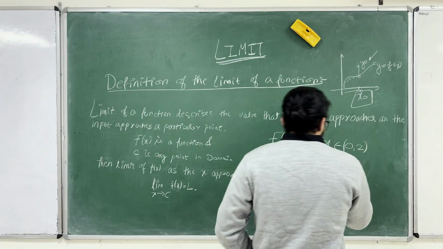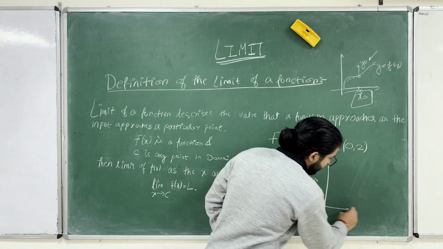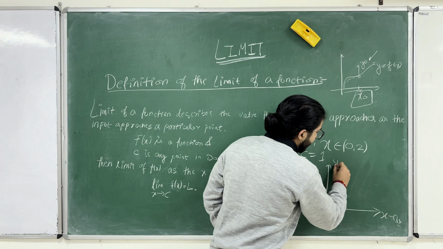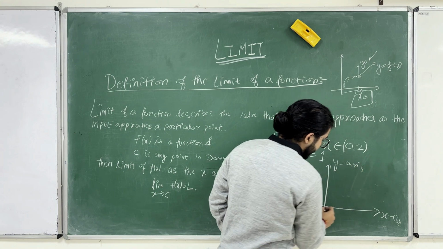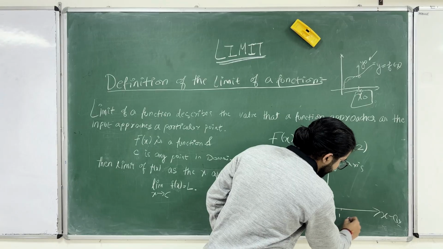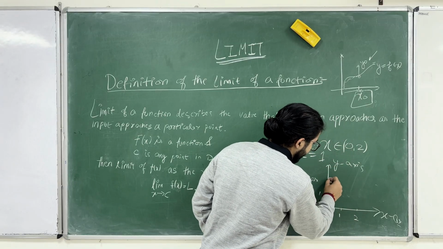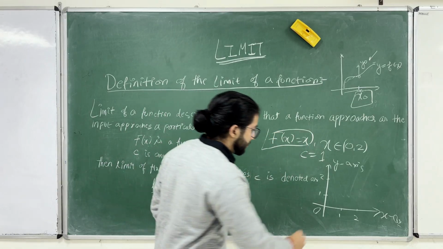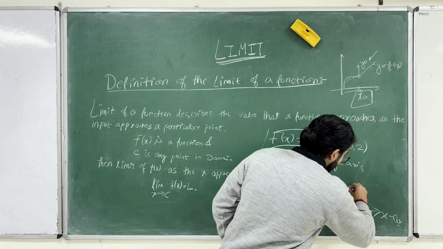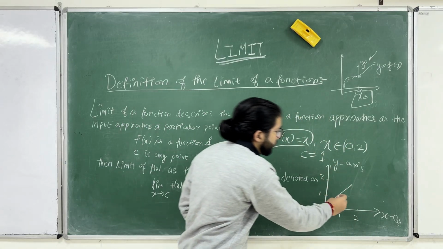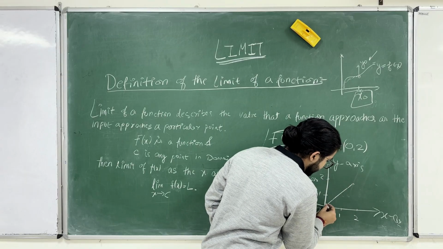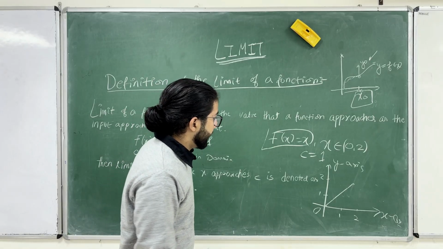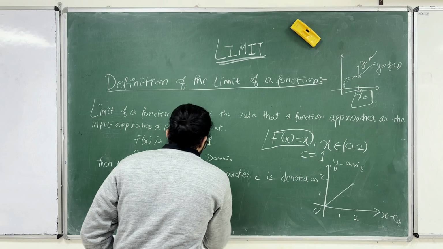Now the graph for f(x) is equal to x will be: this one is the x axis, this one will be the y axis, it's the origin. Let us say these points are 1, 2, 1, 2. Now we are discussing f(x) is equal to x, so the graph will be like this. Our domain is (0, 2), so it will be like that. 0 and 2 are not included in the domain. So now we have to discuss. Okay, let me write this.